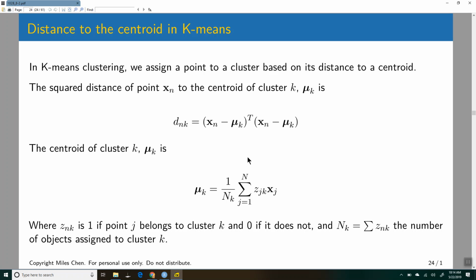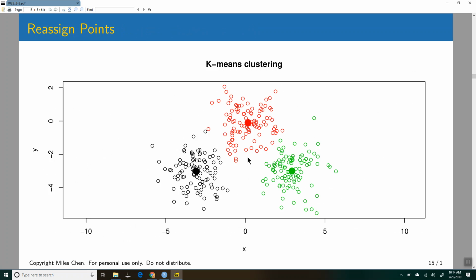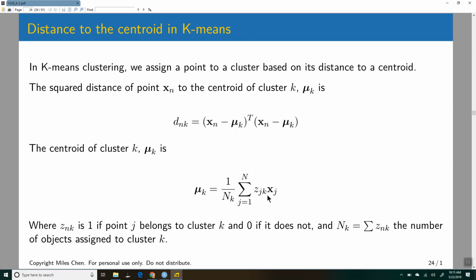So what we're going to do is apply this to k-means clustering, okay? In k-means clustering, the points get reassigned to whichever centroid is the closest. So we've recalculated these centroids, and then we're going to reassign points to whichever centroid is the closest. These points are closer to the green centroid than the red centroid, so in the next iteration, all of these points got reassigned to green, okay?